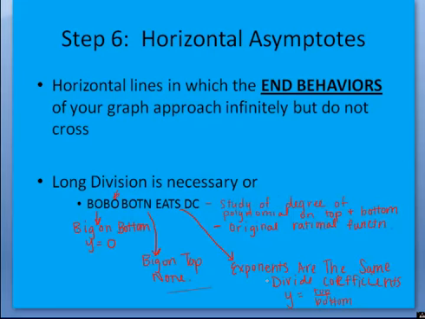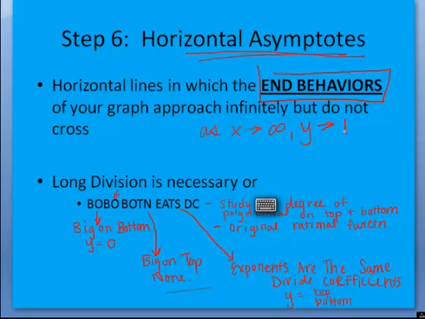Finally, step 6, this is kind of the new one. Horizontal asymptotes. These are end behaviors. Remember, with the higher degree polynomials, we would look for the end behaviors, and we would look at the leading term to determine, as x approaches infinity, what's y doing? Well, we're still going to have these end behaviors, but sometimes instead of y approaching infinity, we might have y approach some sort of horizontal asymptote. So it could approach 1 and never cross it.